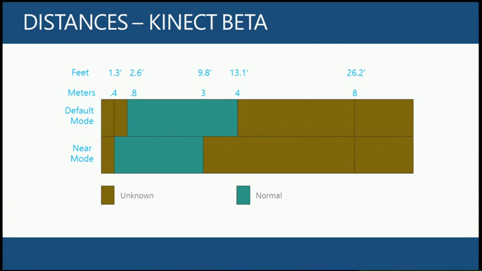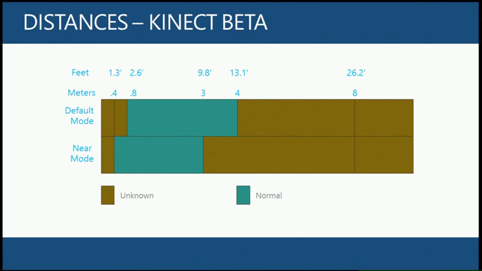But that also comes with restricting the maximum distance to 3 meters, versus the default mode, where if you don't actually set this in the API, the default will be 4 meters max distance. Now, what you see, though, is that unknown was pretty large when we started the Kinect beta.